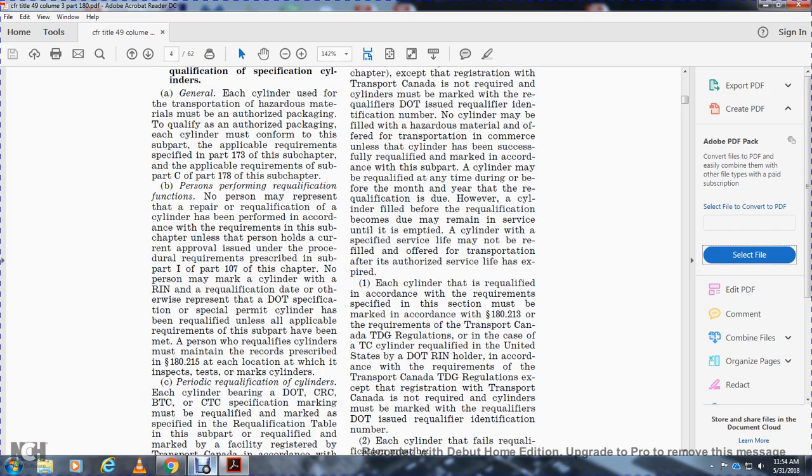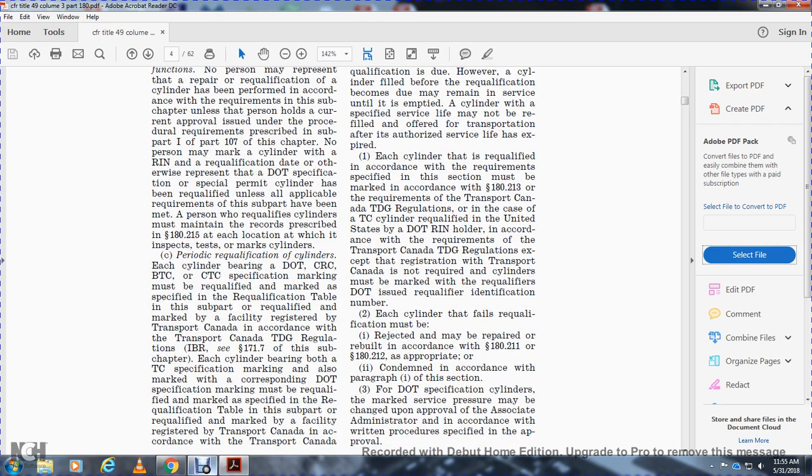A person performing requalification functions: no person may represent that the requalification of a cylinder has been performed in accordance with the requirements of the subchapter unless the person holds a current approval issued by the owner of the procedural requirements prescribed in subchapter A of Part 107 of the subchapter. No person may mark a cylinder with a RIN or requalification date, or otherwise represent a DOT specification or special permit cylinder as requalified, unless the applicable requirements of the subpart have been met. A person who requalifies cylinders must maintain records prescribed in 180.215 of each inspection, test, and marked cylinder.